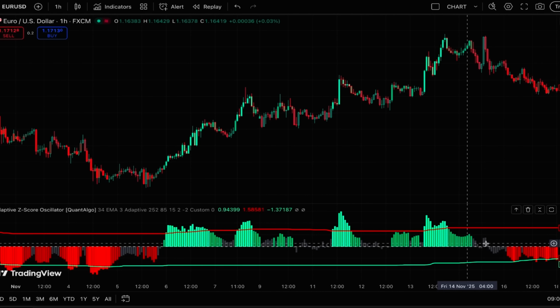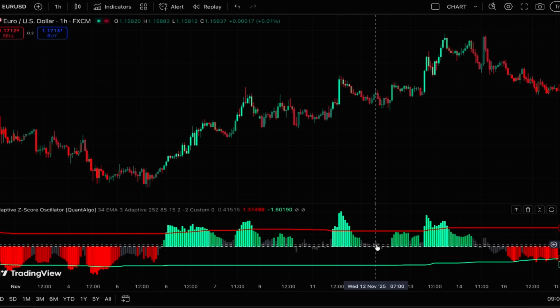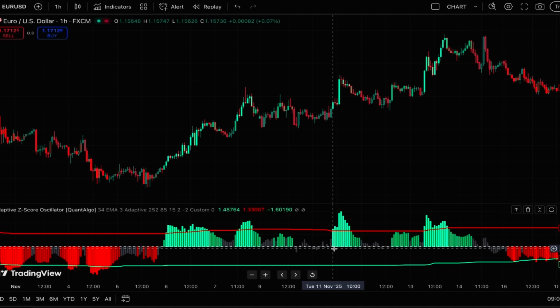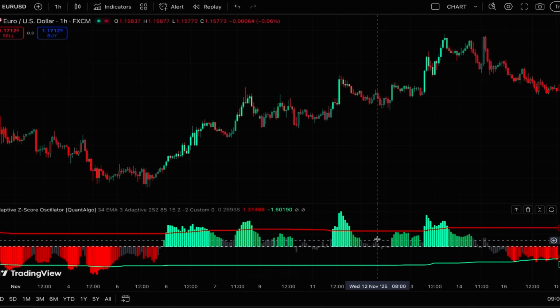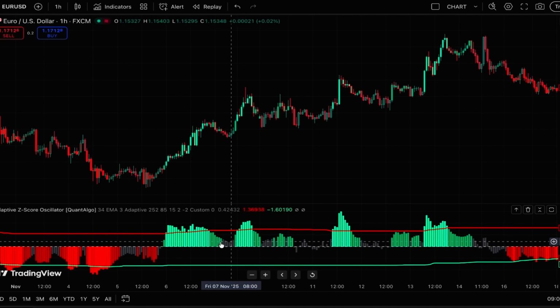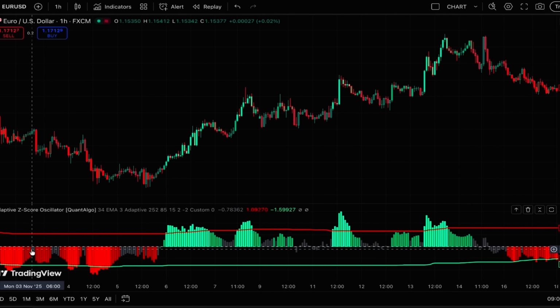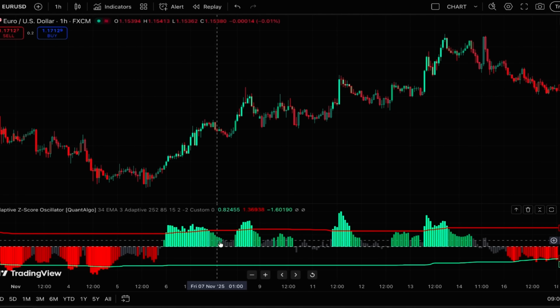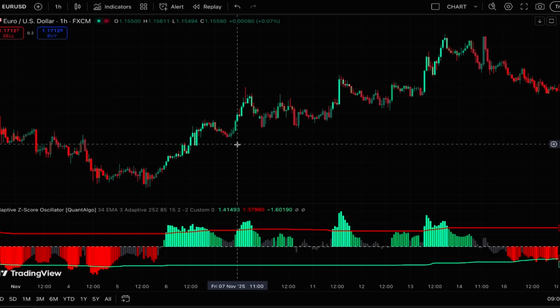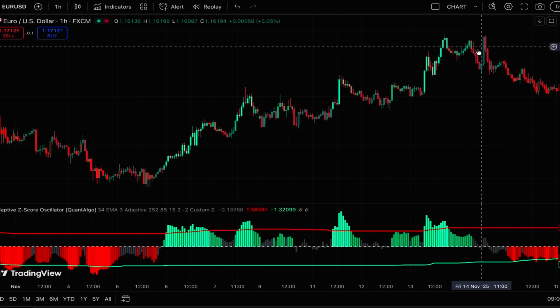Actually, when the histogram becomes gray, it shows that the momentum is weakening. For example, here, since the histogram is above the center line, when it becomes gray, it shows weakness in the upside momentum. Or, for example, here, the gray color shows weakness in the downside momentum. This weakness can be temporary because of a pullback, or we can have a reversal after that.